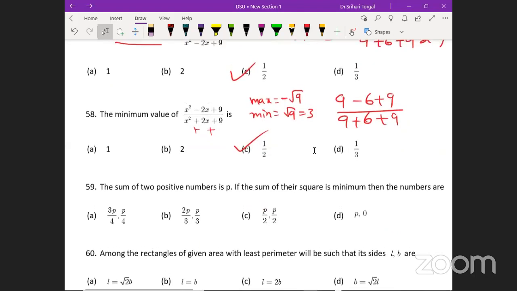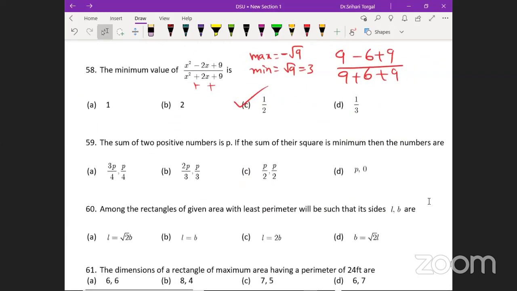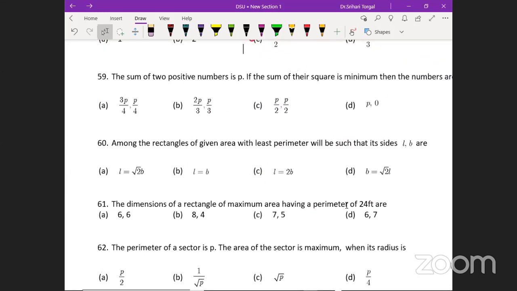Got it? Now, I'll tell you in the examination. Yes, let me move on to question number 59, then I'll come back.